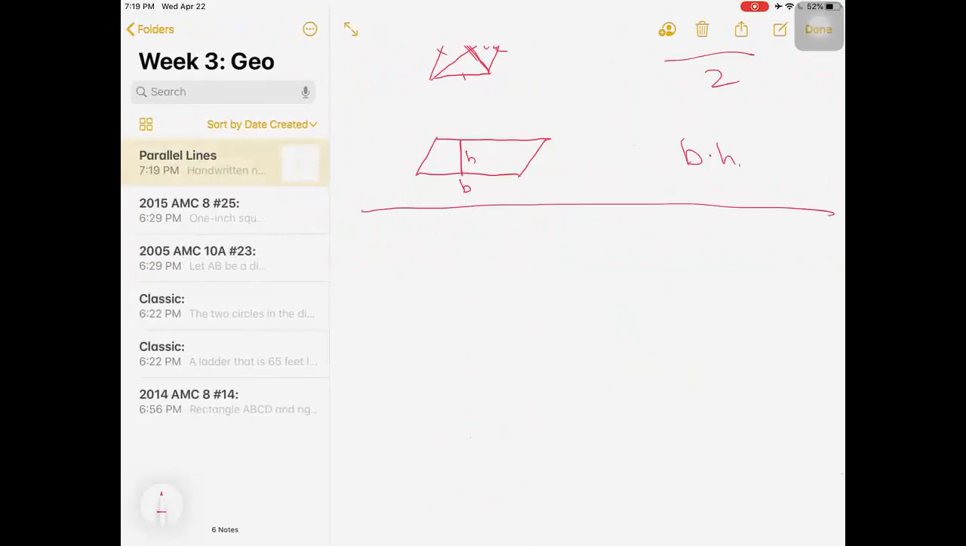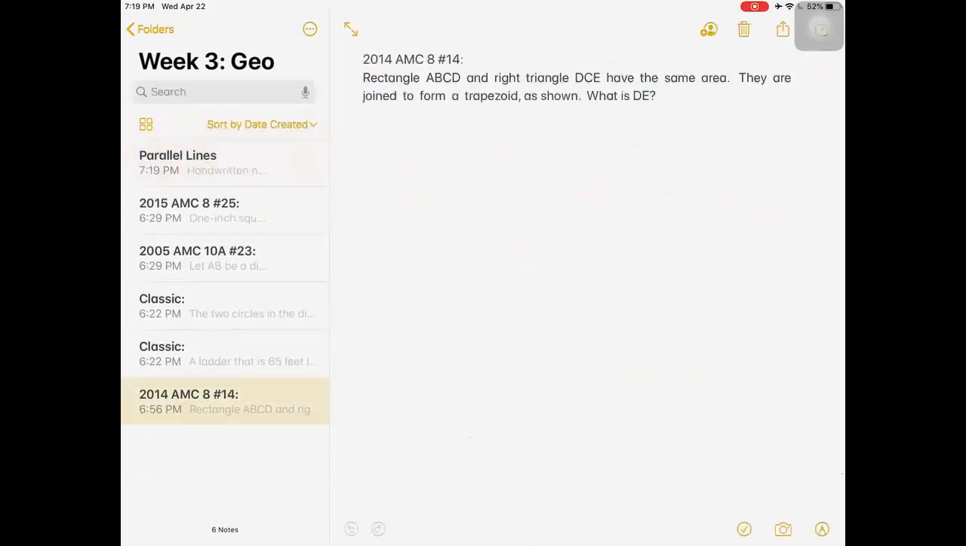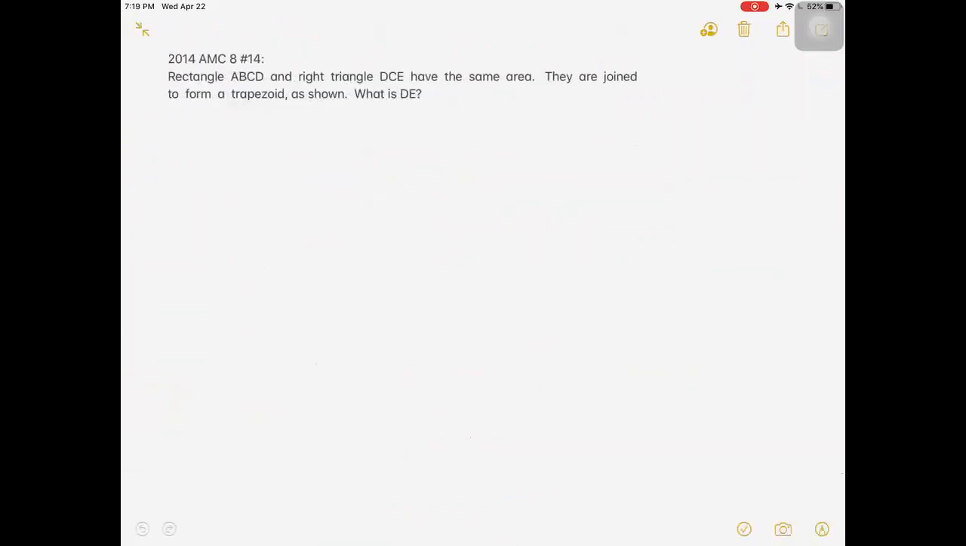Okay, I think we can get to some basic questions. This one's a 2014 AMC8 number 14. There's no diagram, so I'll draw it for you. It says rectangle ABCD and right triangle DCE have the same area. They are joined to form a trapezoid as shown. What is DE? And let me just pull up the diagram real quick.